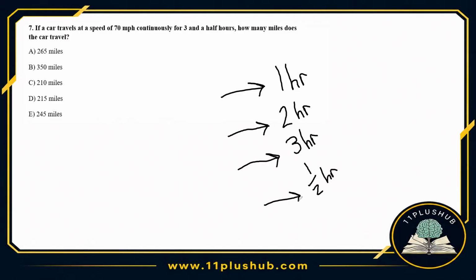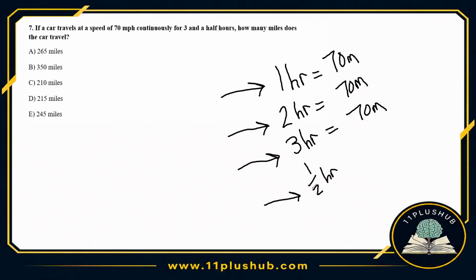miles per hour, which means 70 miles every hour. So for the first hour, the car must travel 70 miles. And the second hour, the car travels 70 miles. Because remember, it's traveling 70 miles every hour. The third hour, the car travels 70 miles. Now the fourth, not the fourth hour, but the fourth section here is only half an hour.